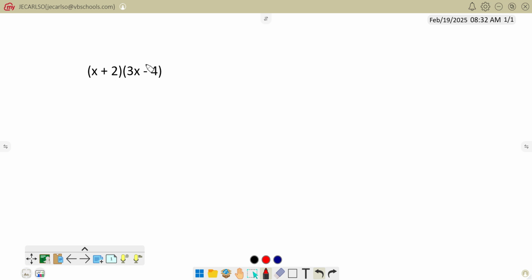by distributing. Now there's two pieces here. So I'm going to need to take this first x, this first piece, and multiply it to the other two pieces in the other binomial. So I'm going to do x times 3x, which is 3x squared. And then I'll do x times negative 4, which is negative 4x.